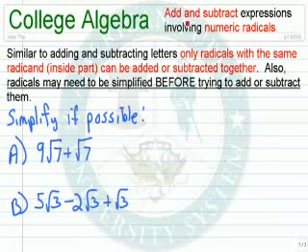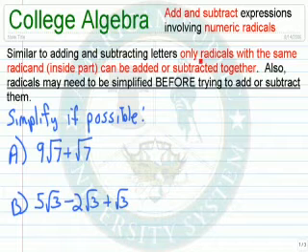In this lesson, we're going to add and subtract expressions involving numerical radicals. This is similar to adding and subtracting letters. Only radicals with the same radicand, that's the inside part, can be added or subtracted together. Also, radicals may need to be simplified before trying to add or subtract them. Let's see what we can do.